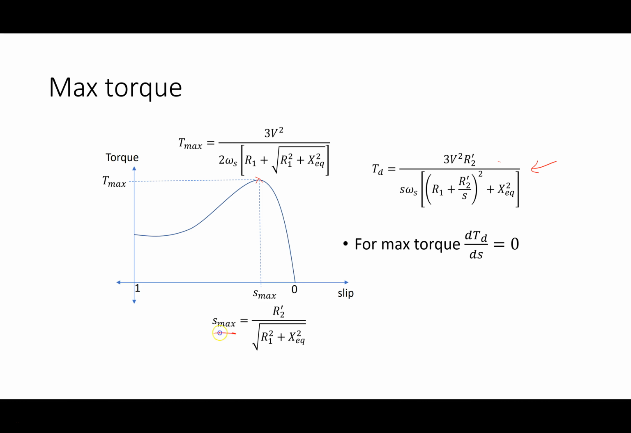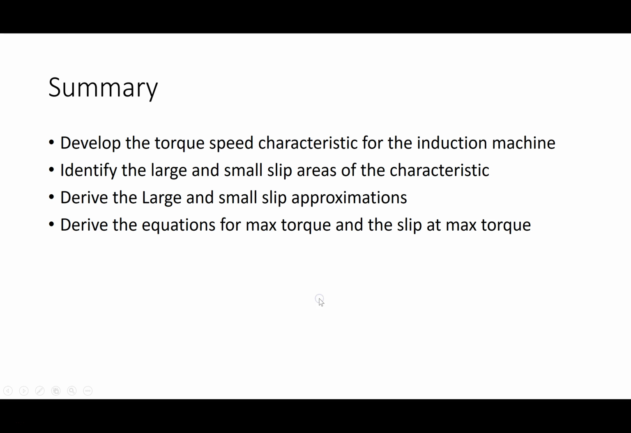So remember, this S max is not the maximum slip. The maximum slip will always be 1 when the motor is off. This S max is the slip at maximum torque. Right? This is the slip at maximum torque, not the maximum slip for the machine.